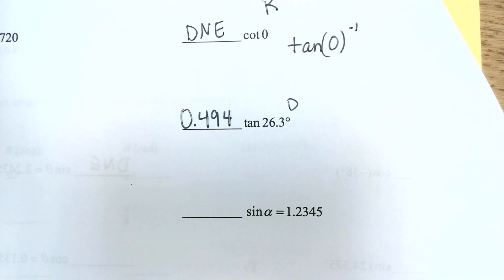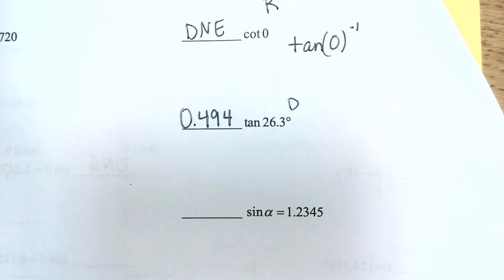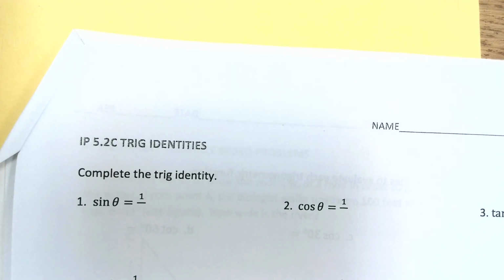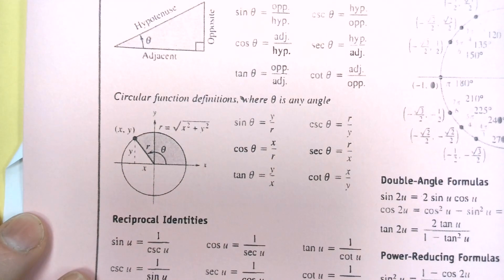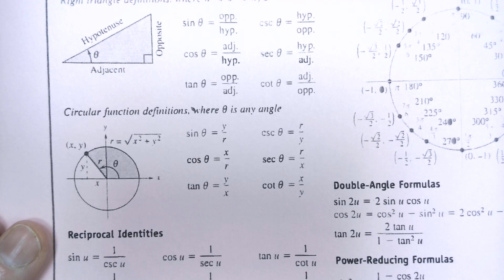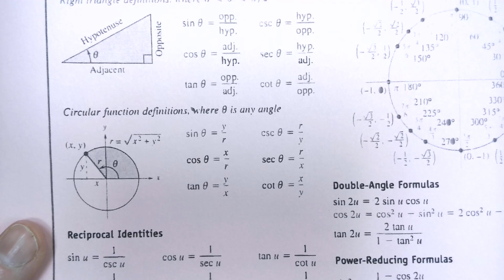Okay, we've pretty much done at least one of all of these. So we're going to go ahead and go to the next page. So you should have already completed your ed puzzle for 5.2c trig identities. So your trig identities are on your formula chart. If you look at your formula chart, these are not things that you have to memorize. They're there on the chart.